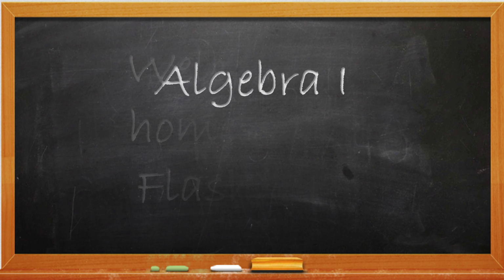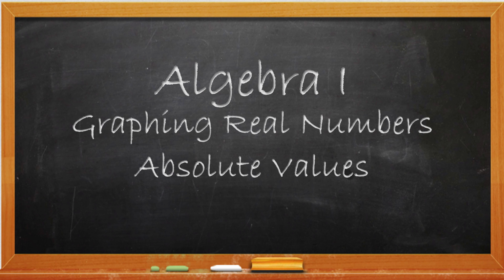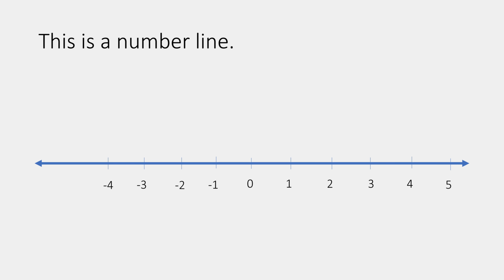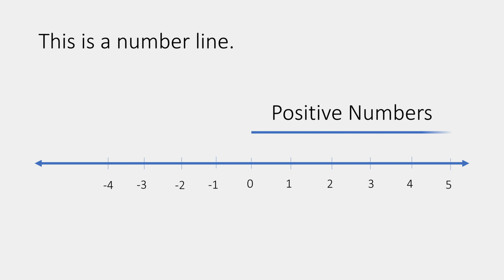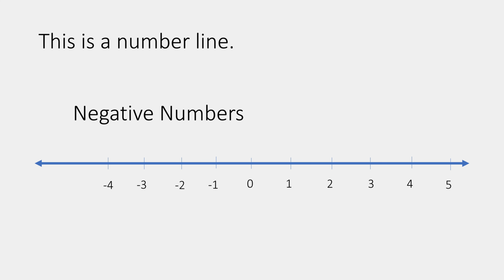Today for Algebra 1, we are going to learn about graphing real numbers and the absolute values. This is a line. This is a number line. It has little segments and numbers. And the positive numbers start from the 0 and they go to the right. And negative numbers start from the 0 and they go to the left on a number line.